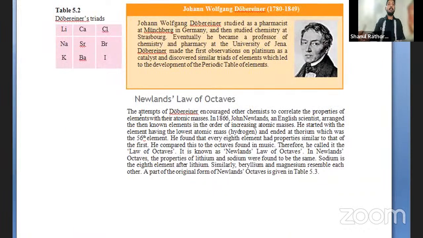As you can see here, it is clearly written that the attempts of Dobereiner encouraged other chemists to correlate the properties of elements. It means that Dobereiner's attempts encouraged many other scientists to correlate the properties of the elements, which have different properties according to their sizes and the number of electrons present in them. So many scientists came and went, and John Newlands, an English scientist, arranged the known elements in order of increasing atomic masses, just as Dobereiner did.